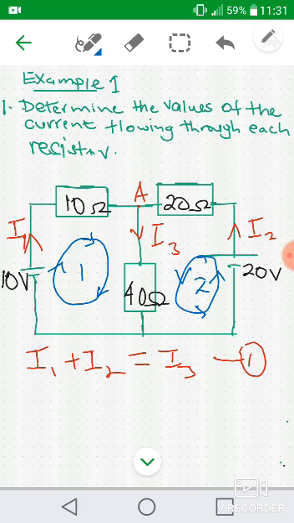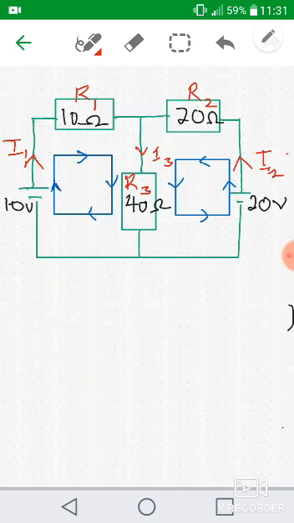Maybe we can also label these resistors such that we can call this one R1 since I1 is passing through R1, R2 since I2 is passing through R2, and the 40 ohm R3. Anyway, I prefer using squared or rectangular loops for simplicity, like this. So this is my loop 1, this is my loop 2.